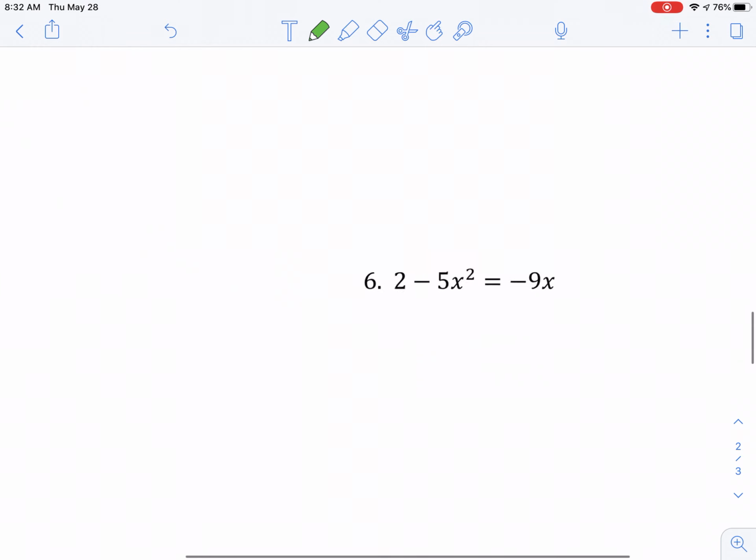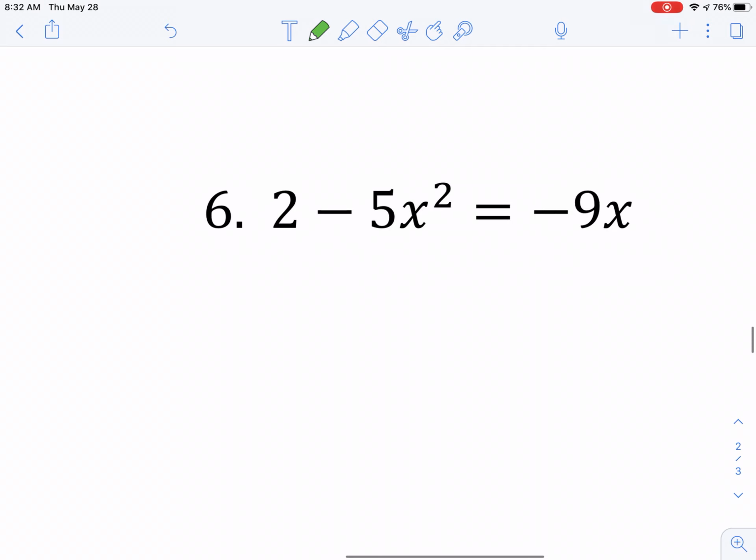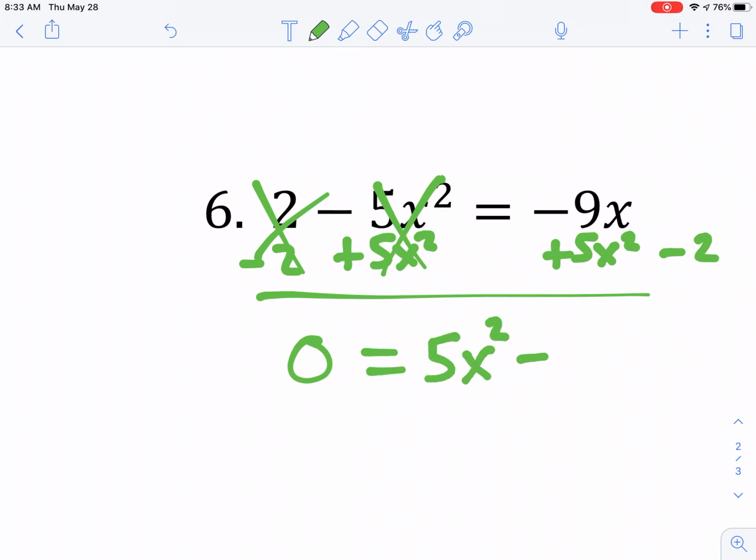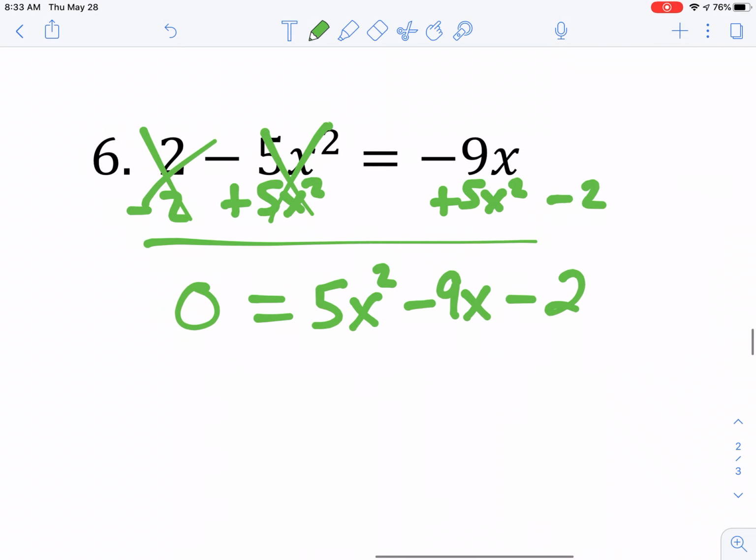This one looks tricky. Now, first thing I notice is that this is not in standard form. Alright, so I'm going to add everything. You know, it doesn't matter which side you add it to. That doesn't matter at all. I'm going to just bring everything to this side. I'm going to subtract 2. So we get 0 equals 5x squared minus 9x minus 2. You could have brought the 9x over to this side. It's the same exact thing.